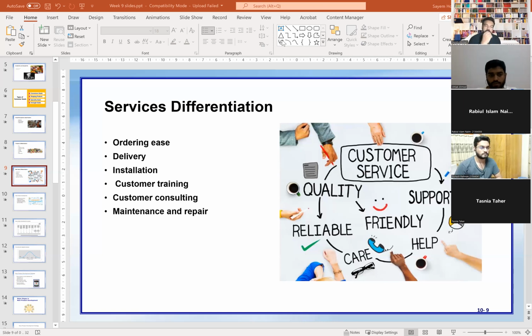Sir, then what is customer consulting? If we are getting the guidance from the company, that is customer training, right? Then what will be the customer consulting? Example. So customer consulting is advice.